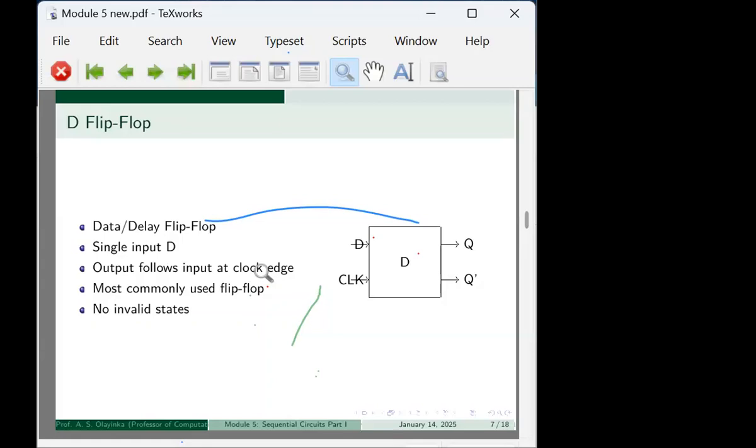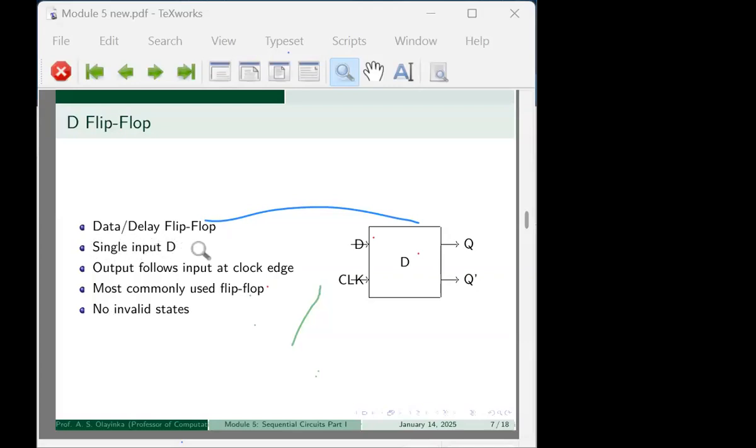We have the D flip-flop. By D, we're talking about either data or delay flip-flop. As usual, it also has two inputs. You have the data or the delay signal going in. Then you have the clock signal also going in.